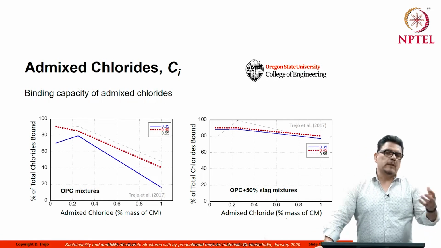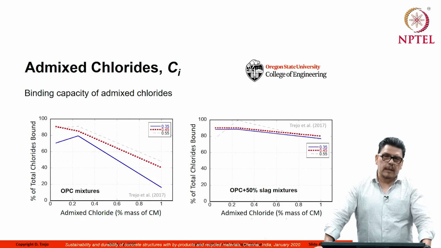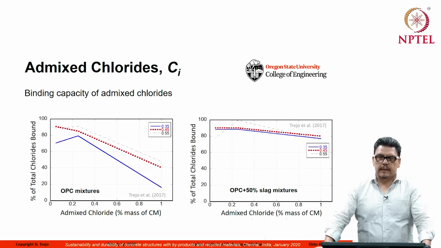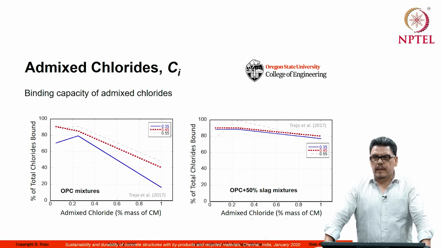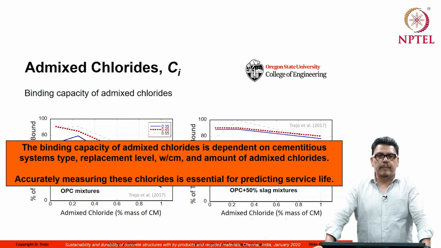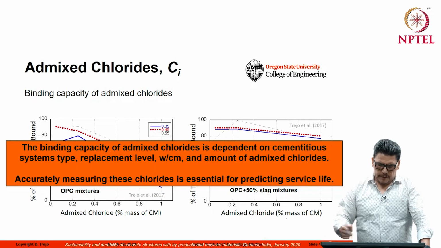The question is, should we use water soluble or acid soluble to determine this? There's been some more work done, and it seems that water soluble may be the most applicable. There are some cases where it's not as conservative as it should be, but in the large majority of cases it is. So the point is that binding capacity is a critical parameter when we're assessing this. And really, we need to come up with one standard test because it does affect the service life.